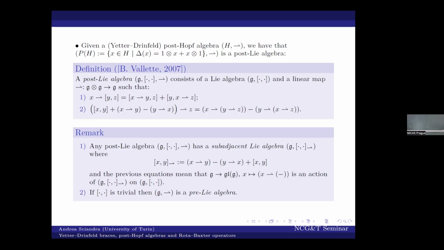The enveloping algebra is the algebra, and you obtain a post-Hopf algebra. If you start with the post-Lie algebra, the enveloping algebra is the post-Hopf. As in fact, when you start with the post-Hopf, you take primitive elements, you obtain a post-Lie.